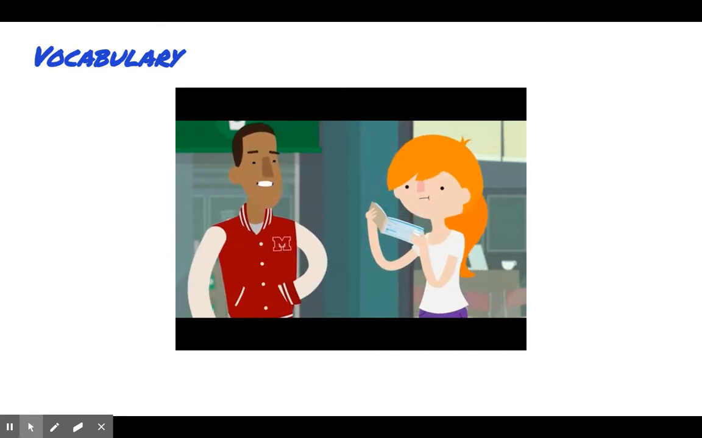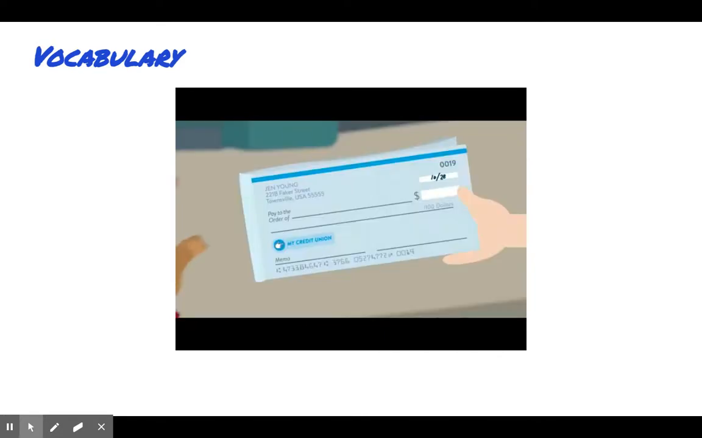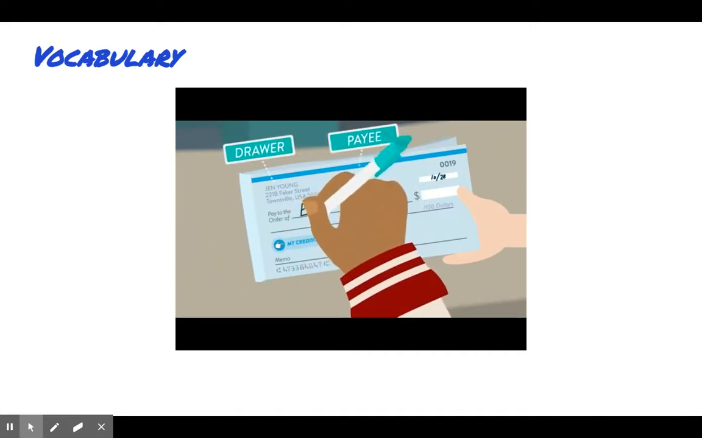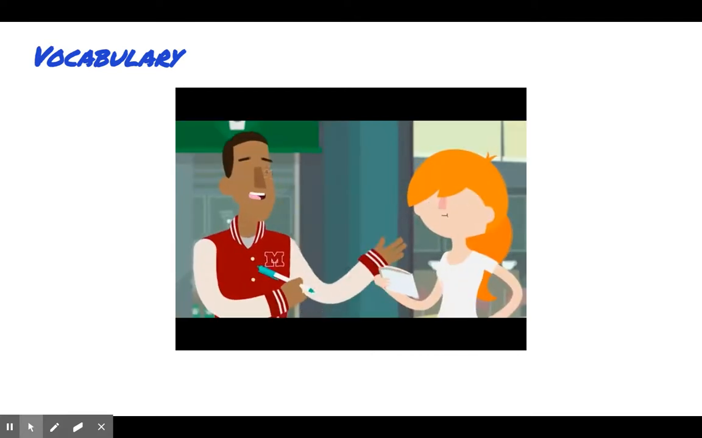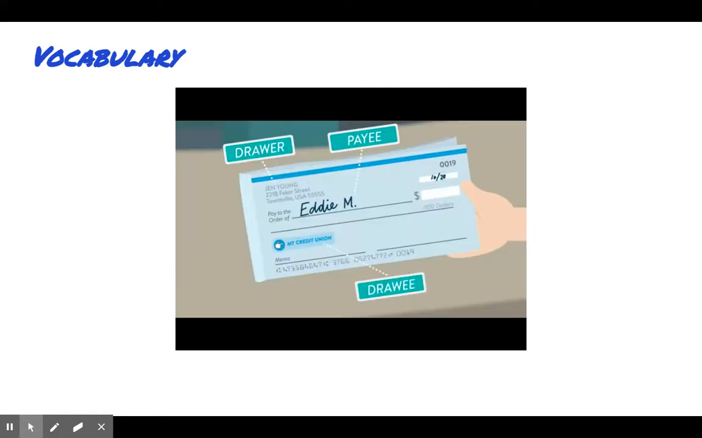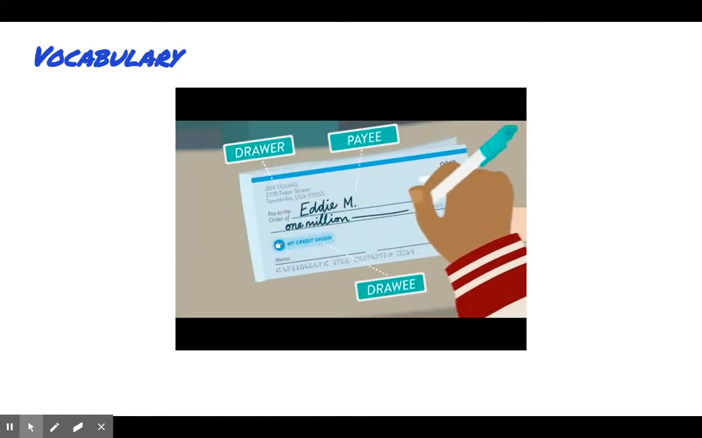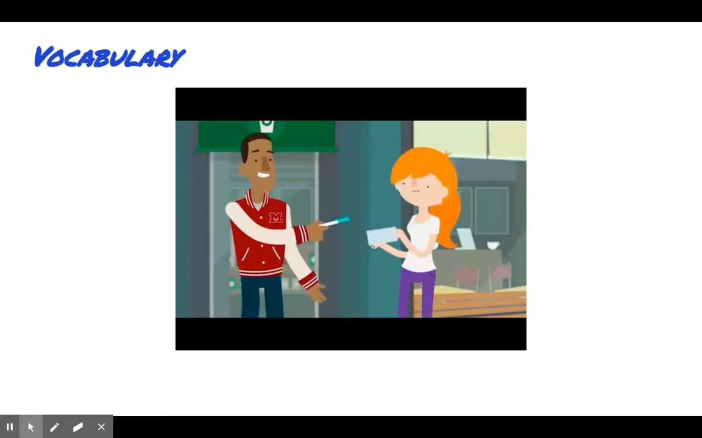Jen, I think that's your checkbook. Oh, that makes a lot more sense. See, here's the drawer information. That's you. The payee, or the recipient of the money, goes here. And your credit union, because it's the financial institution where the check can be presented for payment, is the drawee. The dollar amount goes here, a memo goes here, and this is where you sign to issue the check.